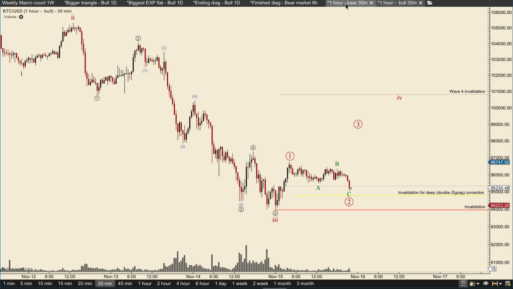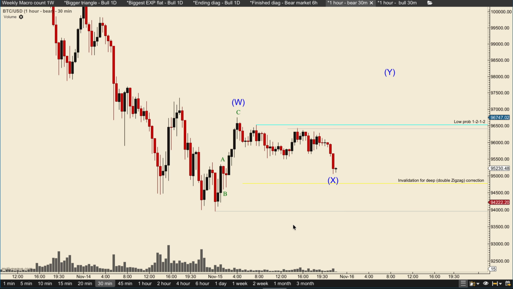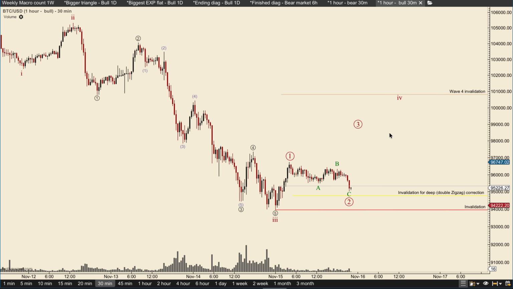The other scenario is that we are counting this as a W, X, and possibly a wave Y. And here we are taking out this low. So if we don't move up and take out this wave 4 invalidation, right now the probabilities are way higher to take out this low once again, because it fits also with the count for the ending diagonal as well. So the bias is taking out this low, as I said, if we don't take out this before.